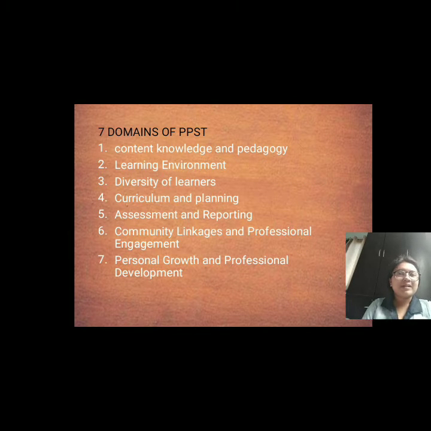And then we proceed to the 7 domains of PPST. Our teacher, Sir Gerald, helped us remember these 7 domains. These are the things that he taught us: content knowledge and pedagogy, which is not only the content or information that the teacher must deliver to his or her class, but also the right values; and learning environment, that's the classroom; and diversity of learners, the students; and curriculum and planning, this is the lesson plan.